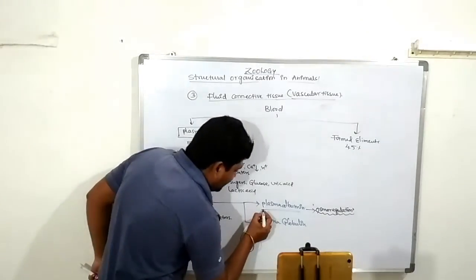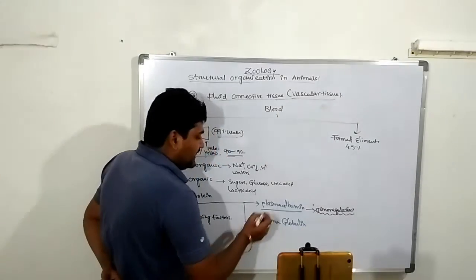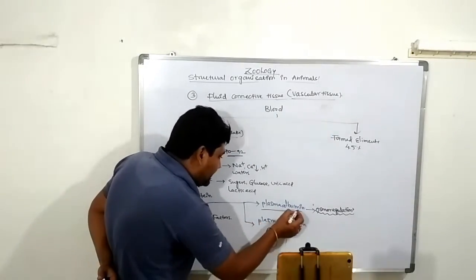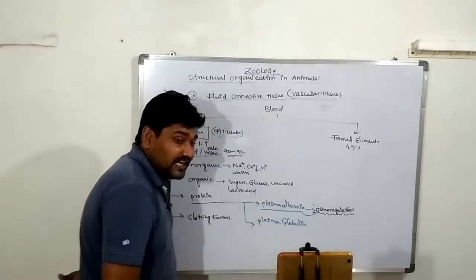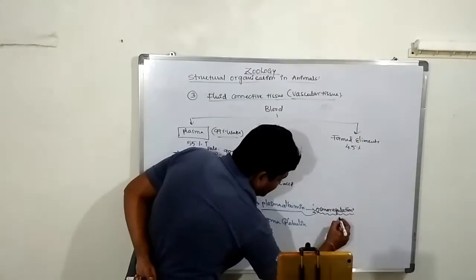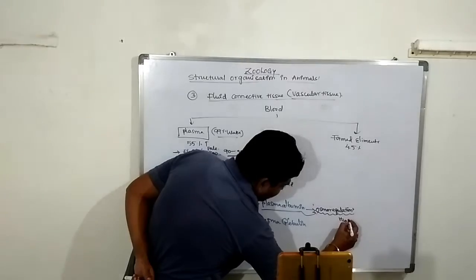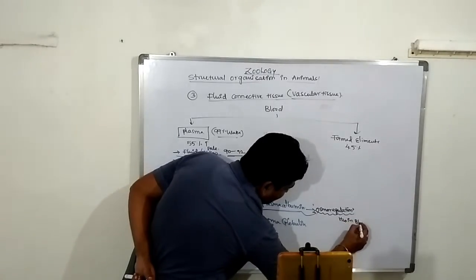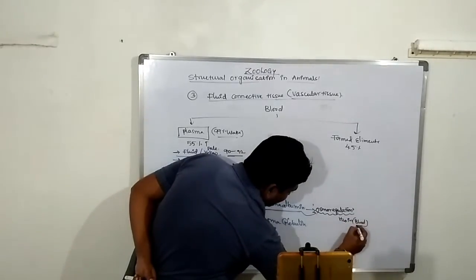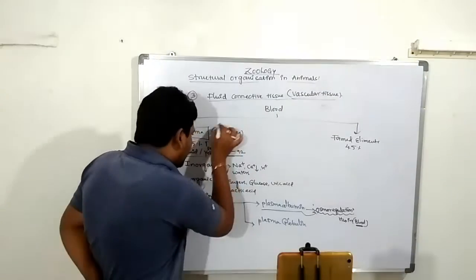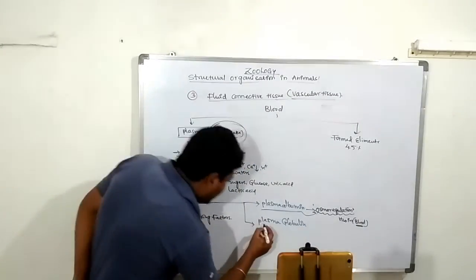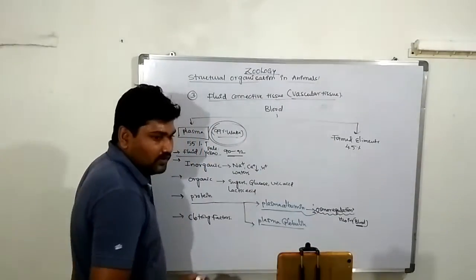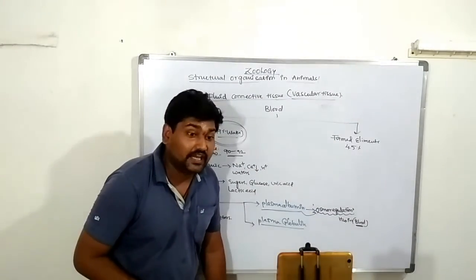What is plasma globulin? It is another protein molecule. What is its main importance? It is useful for the osmoregulation of water in the bloodstream, maintaining the water molecules in the bloodstream. Second, globulin also acts like an immune protein.